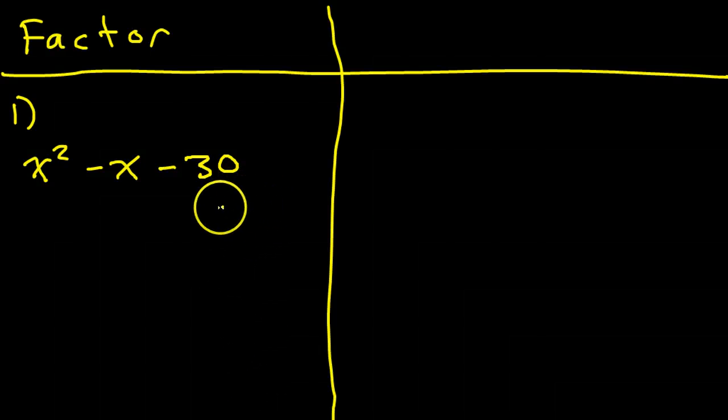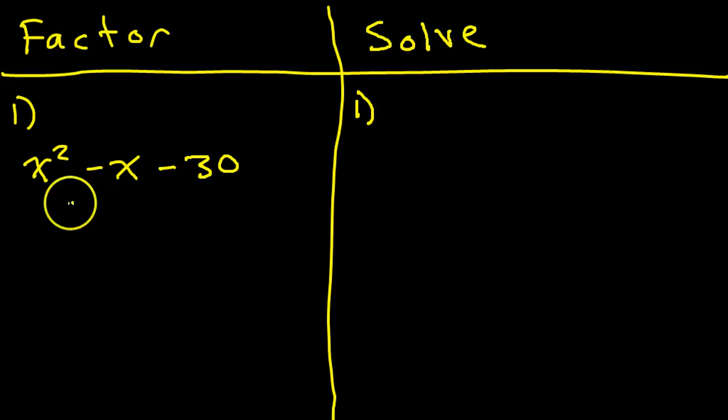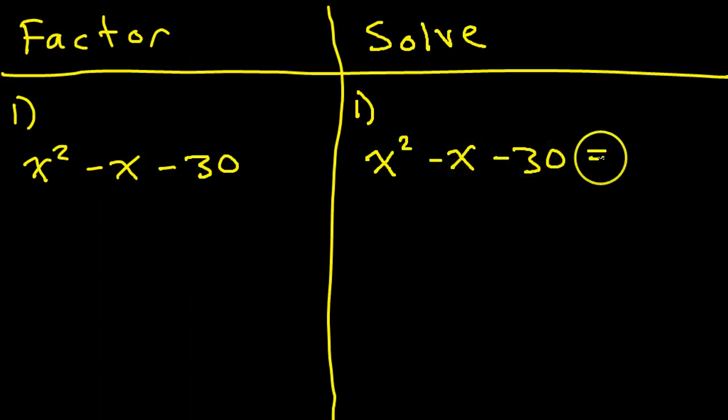Now we're seeing something that's almost the same, but the directions say solve. And instead of just having x squared minus x minus 30, now we have x squared minus x minus 30 equals 0. Now, when we were factoring, we went like this.